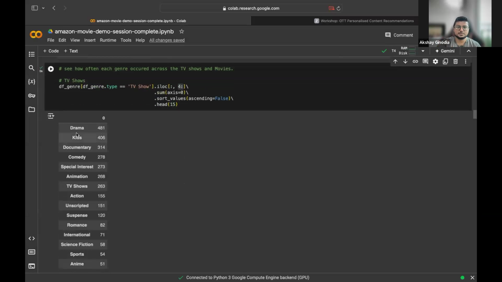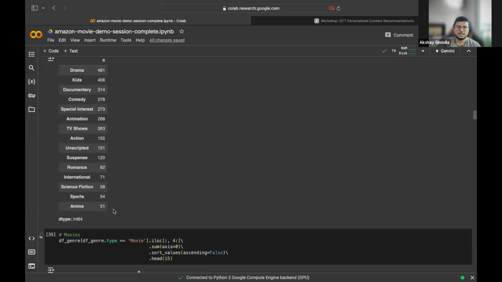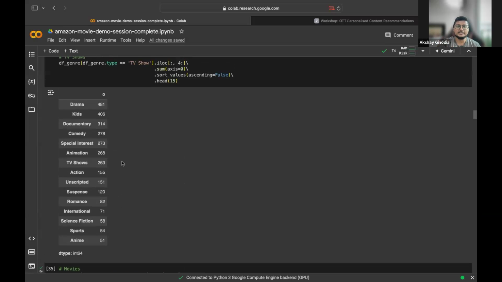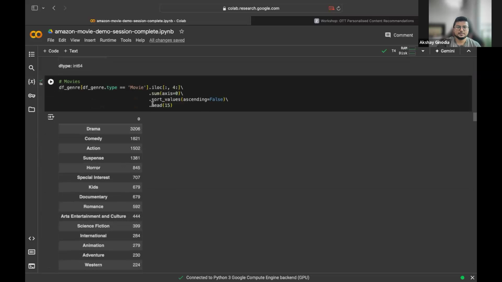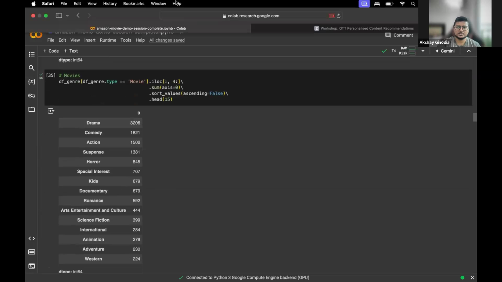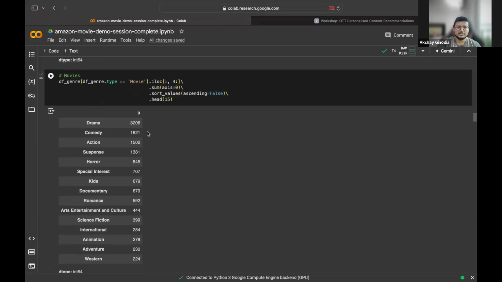So that gives me the distribution. The drama, kids, documentary are the most commonly occurring ones, and then sport, anime, science fiction are the ones which are least common. Okay. Now, if I want to do the same thing with movies, the same function again, I can see that drama, comedy, and action are more common across movies. The less common are animation, adventure, and western.